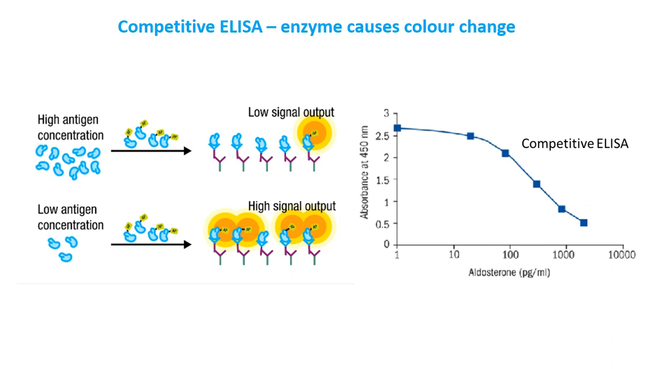So this is a summary of how it would look. If your sample has high antigen concentration, it's able to compete with the labeled antigen and you get a low signal. If you have low antigen concentration, then there's more chance that the labeled antigen will be able to bind to the antibody and cause a high signal. And this is just an example of how a competitive ELISA would look. The higher the absorbance, the lower the concentration of your target. And likewise, the lower your absorbance, the higher your concentration of your target.